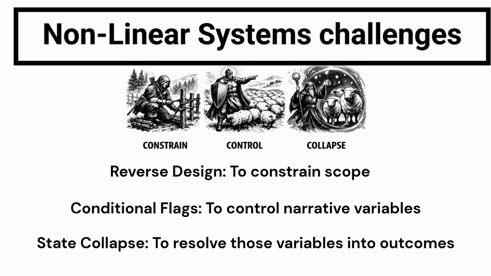Reverse design defines what is allowed to matter. Conditional flags allow us to observe and pass forward what happens. And state collapse allows us to resolve those flags into usable narrative outcomes. Used together, they form a control system for nonlinear narrative. Used in isolation, they are far less effective.